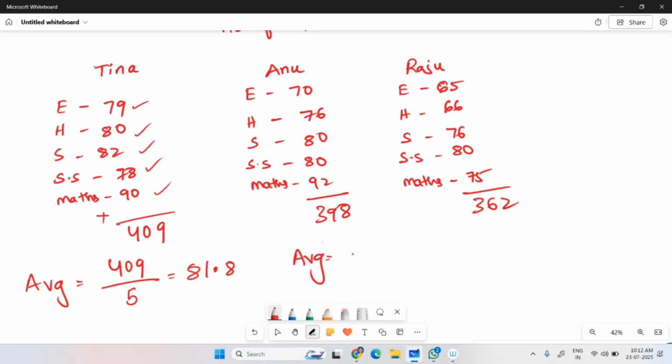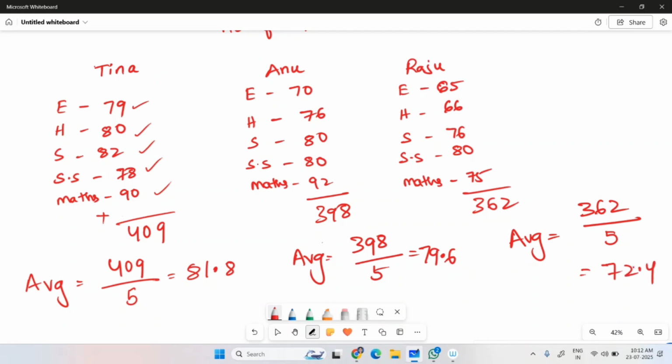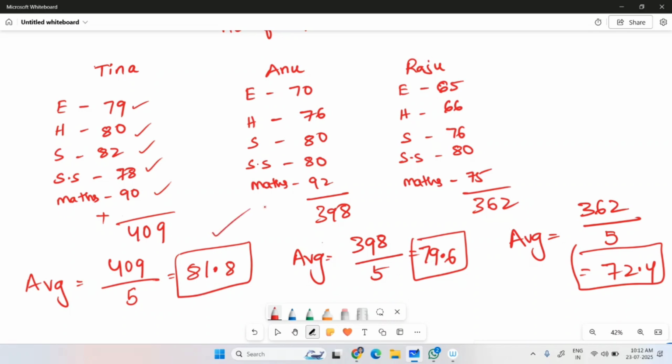Similarly, average marks for Anu, total marks by number of subjects, is 79.6. Similarly, Raju. Raju's total marks are 362. Number of subjects is 5. So average is 72.4. So we got the individual average marks. Now we can compare who did well. Here Tina has the highest marks compared to Anu and Raju. So Tina performed well in the exam.